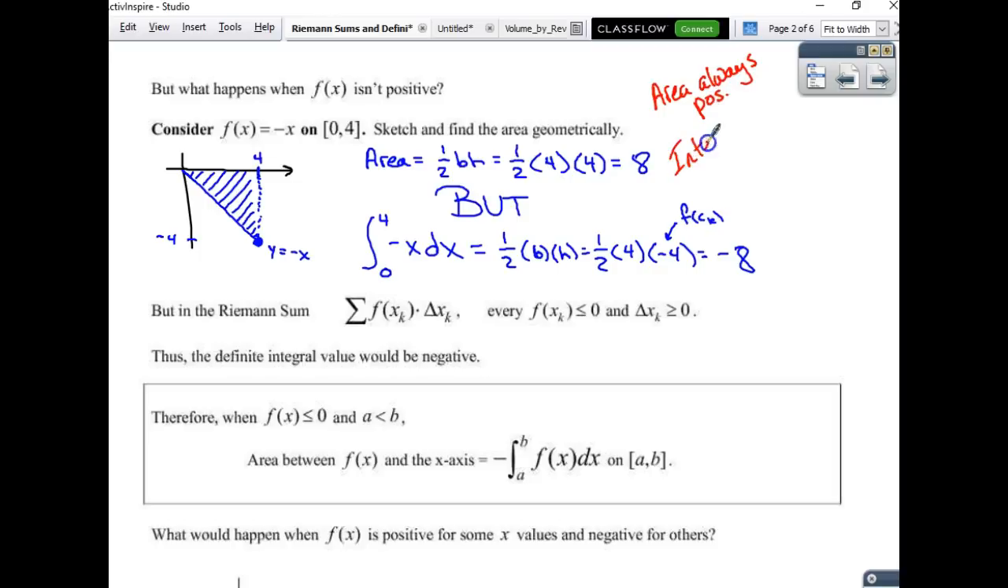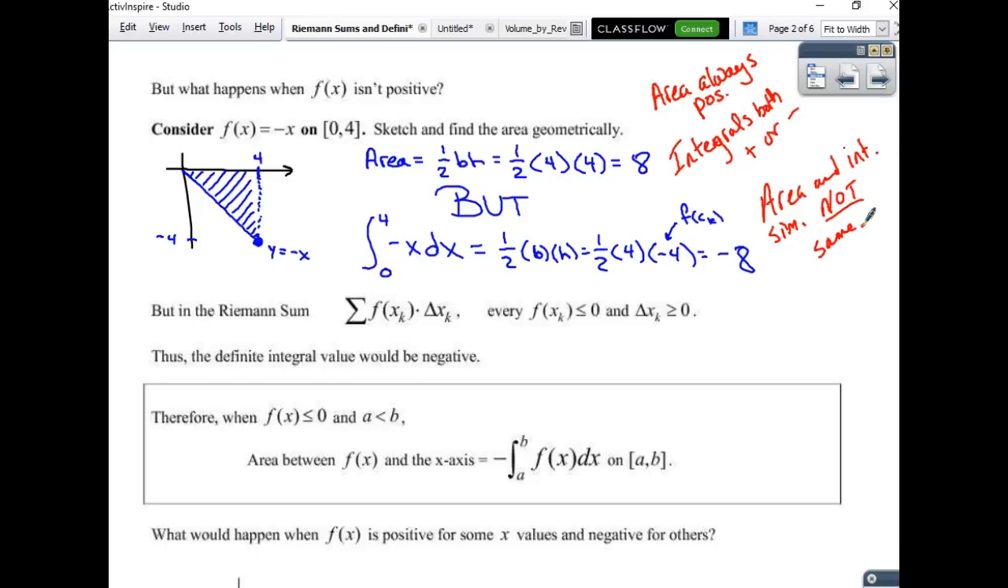Integrals are both positive or negative. Okay? Areas are similar. Area and integral are similar, not the same. We calculate them mathematically the same way.